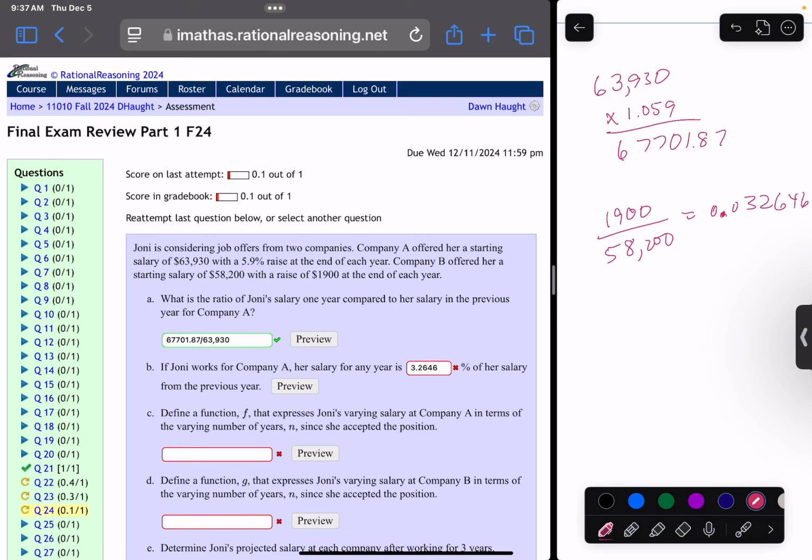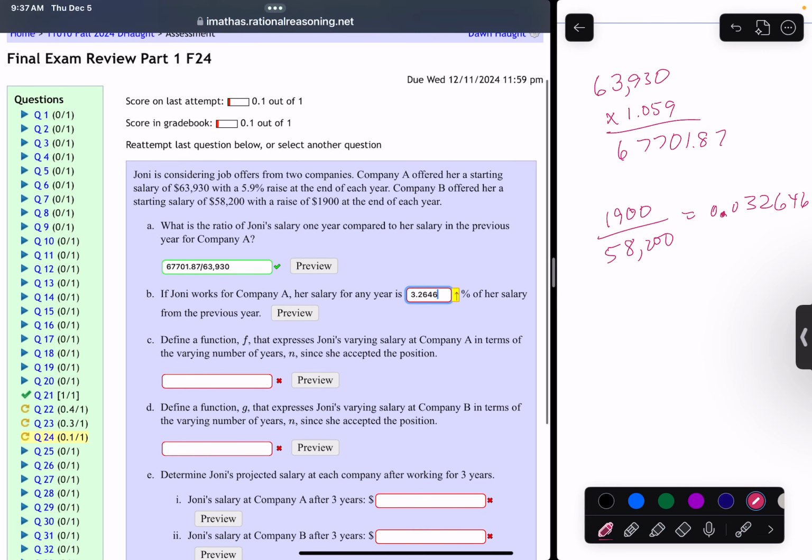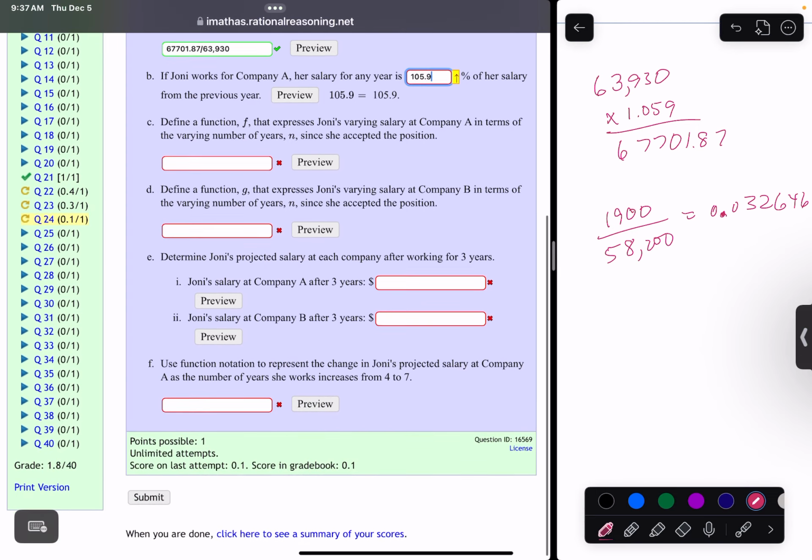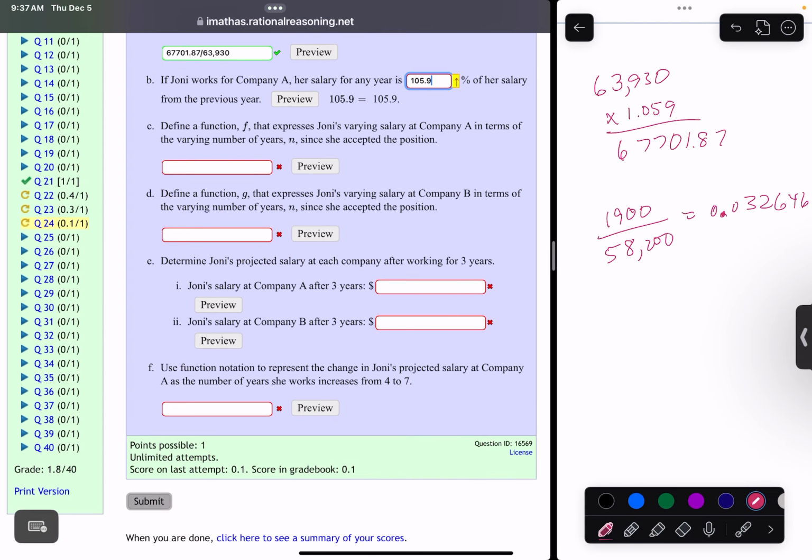Let's check to see if they were okay with that. Well, let's see. Joni works for Company A. Oh, I'm so sorry. We're still on Company A. I jumped ahead. Okay. So if Joni works for Company A, her salary for any year is always 105.9%. What I was talking about, how 1.059 is the same as 105.9%. Okay, sorry. I jumped into Company B.